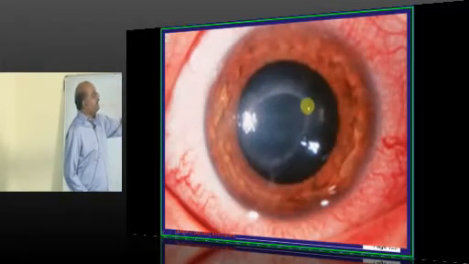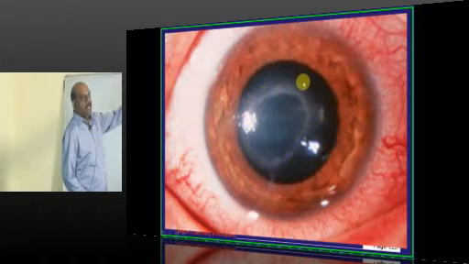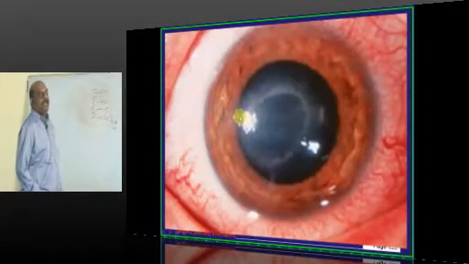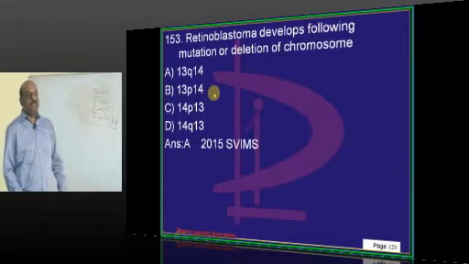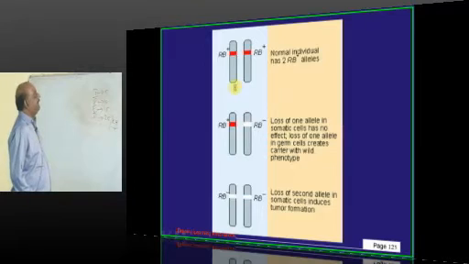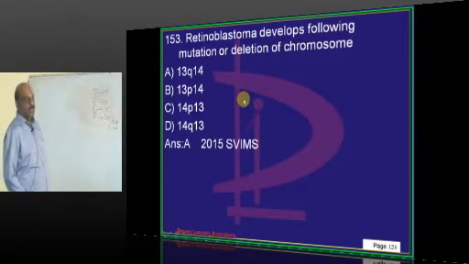Contact lens का इस्तेमाल करने वाले आदमी में ring exudate is found. Classical of acanthamoeba keratitis. Retinoblastoma is, you must be sure on P versus Q. Q.